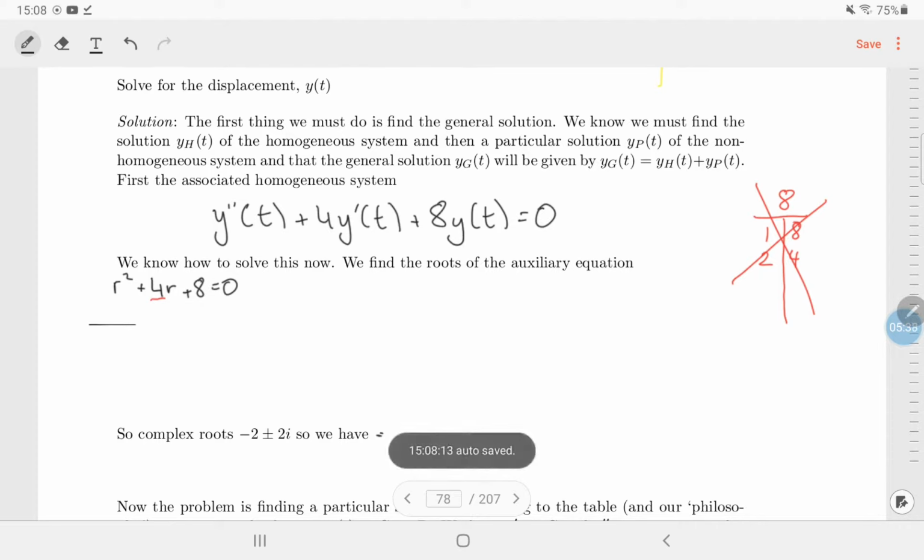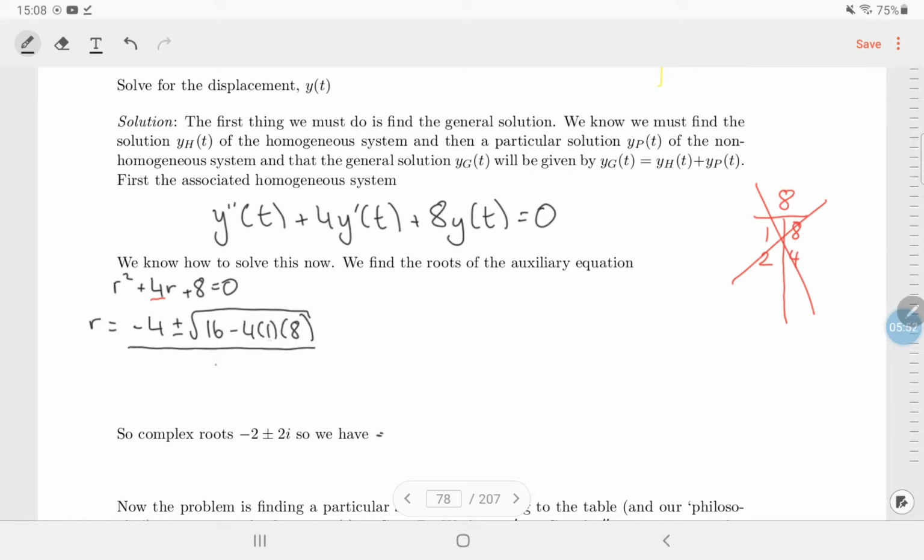So we get r is equal to minus b, which is minus 4, plus or minus the square root of b squared, that's 16, minus 4 times 1, that's a, times c, which is 8, divided by 2. Might have to bash that off on the calculator. Minus 4 plus or minus, look, it's not that bad. It's 16 minus 32, that's minus 16, over 2. And just be careful with your algebra here.